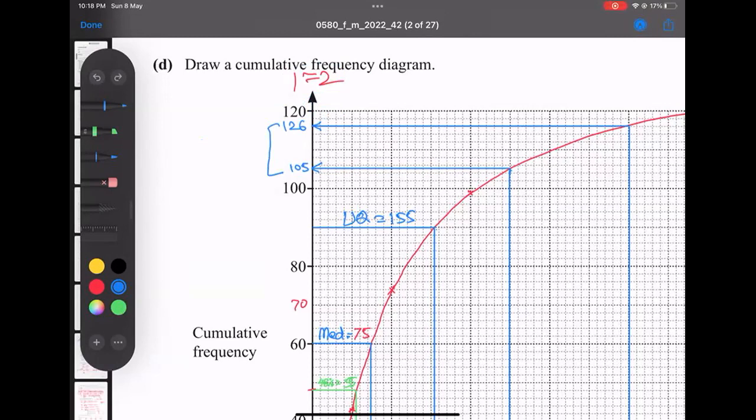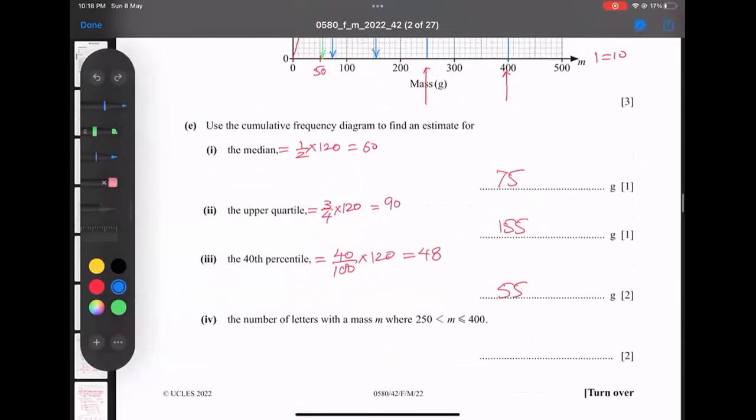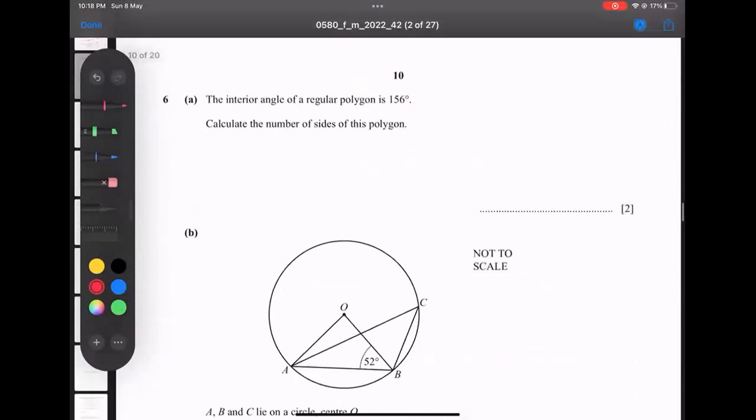Let me recheck. And I think the point is very clear. Yes, 126 minus 105 becomes 21. So 21 is my answer. 126 minus 105, and I got this answer. So Alhamdulillah Rabbil Alameen, the point is very clear. Okay, let's go to the next question.